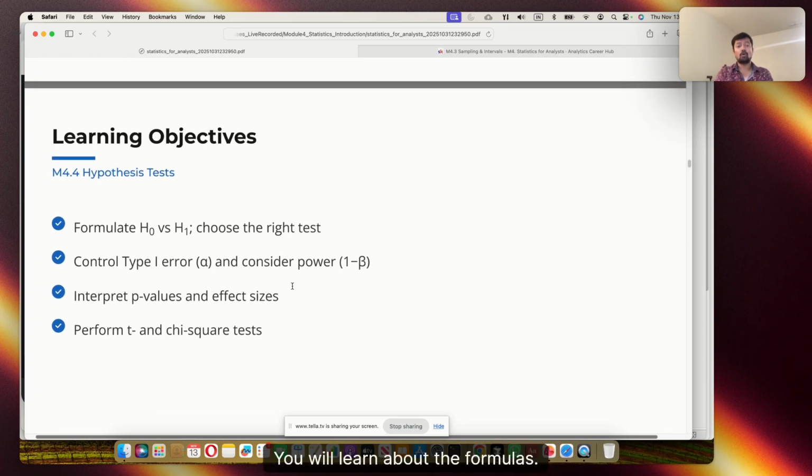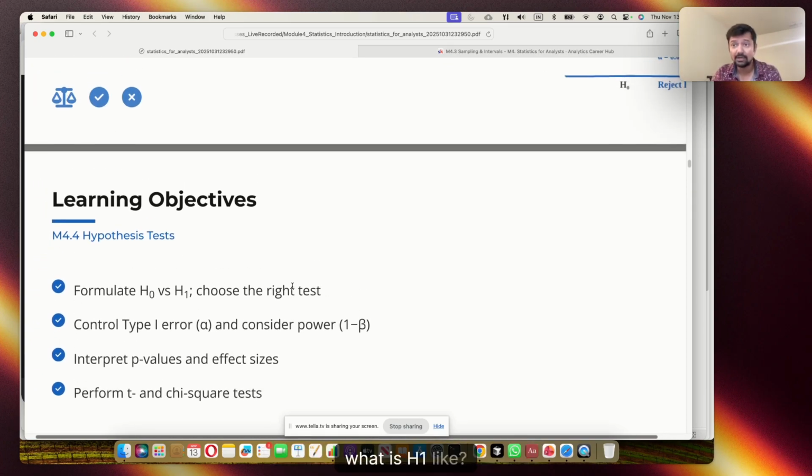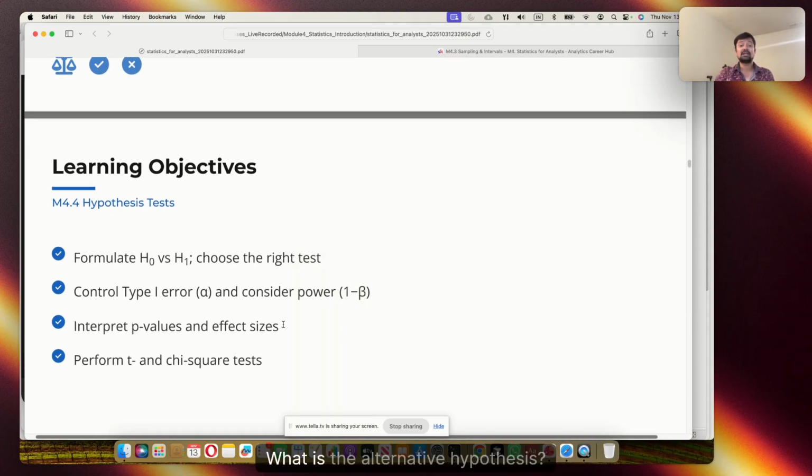Here are a lot of things that you will learn. You will learn about the formulas, what is H0 and what is H1, that is, the null hypothesis and the alternative hypothesis, then how to select the right test to decide whether the null hypothesis or the alternative hypothesis is true. Then the type 1 error, which is important to calculate the power of the statistical test that you are performing. If you get the type 1 error, which is alpha, then you can compute the statistical power by computing beta also. Then how to interpret the p-values, significance, and the effect sizes for that statistical test, and how to perform the t-test and the chi-square test.